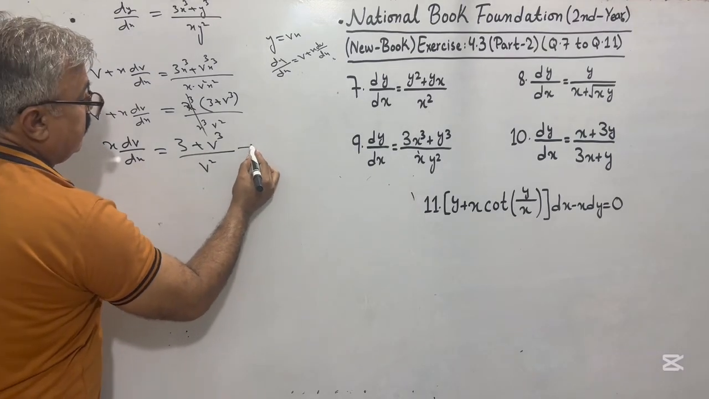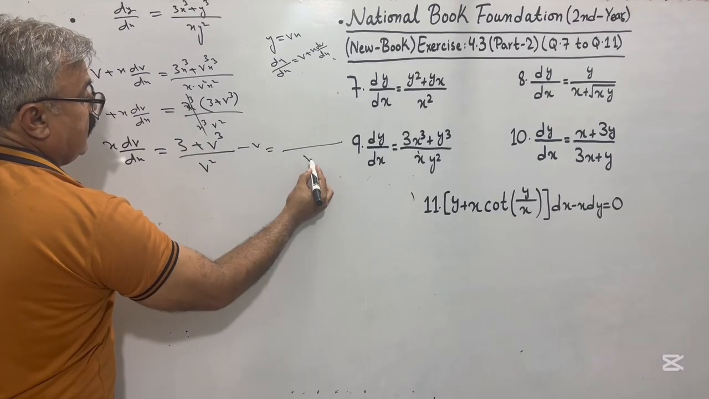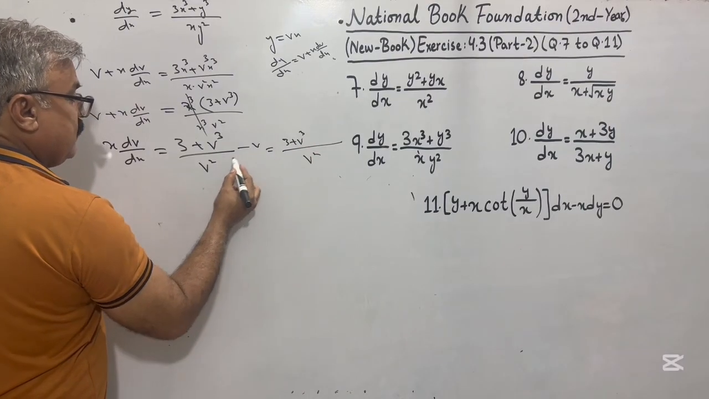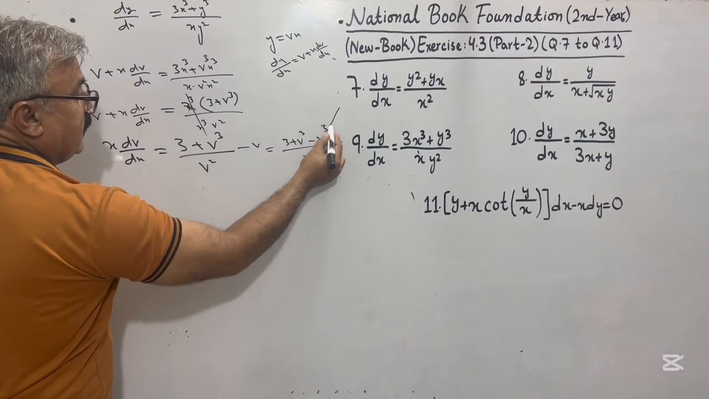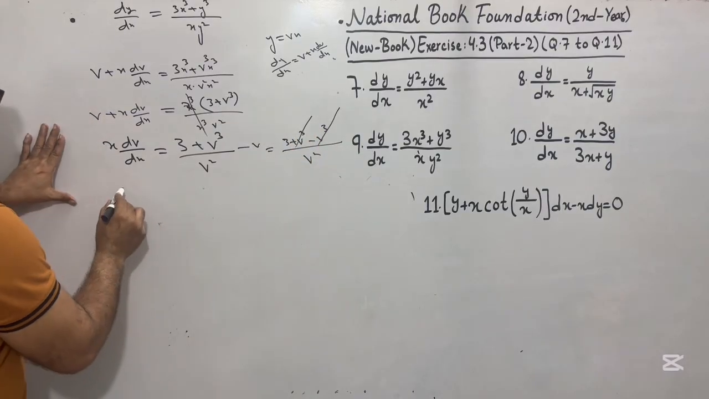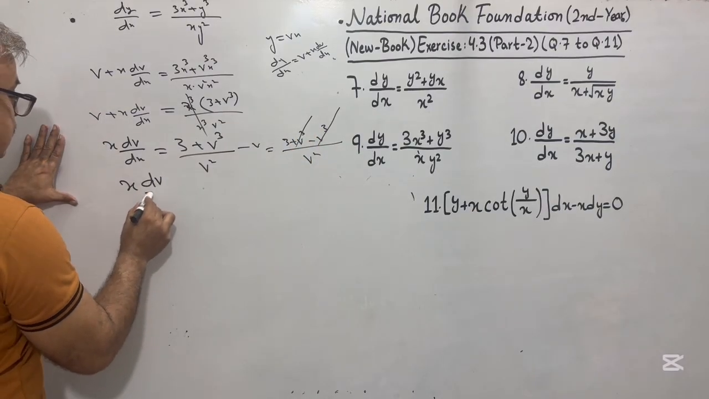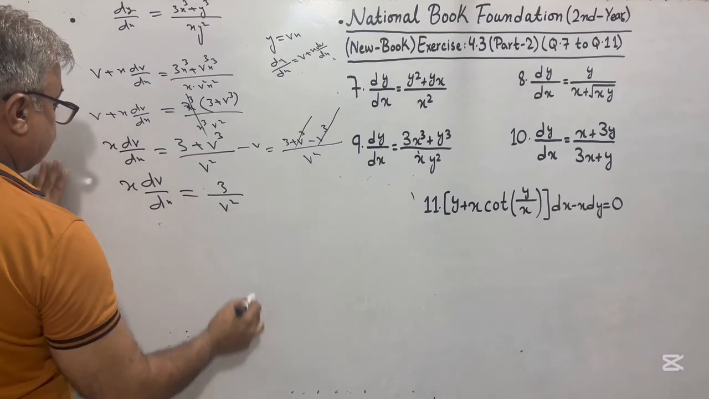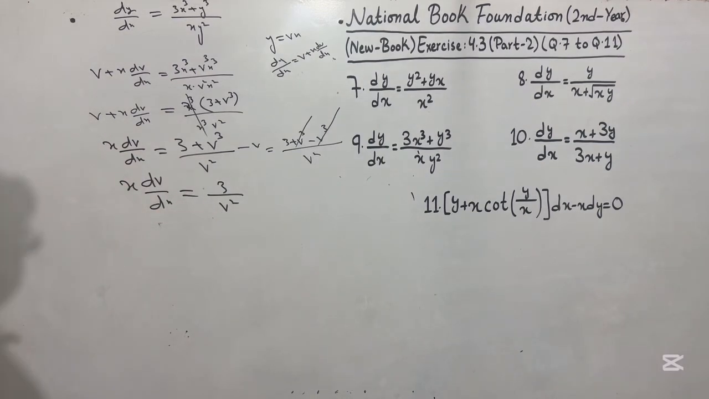Shifting this v here, it will become negative, taking LCM. v square is the LCM. 3 plus v cube, same. v square into v will become v cube, cancelled out. We are left with something like x times dv over dx equals 3 over v square. Now it is a separable differential equation.